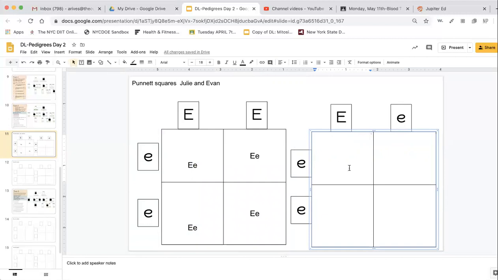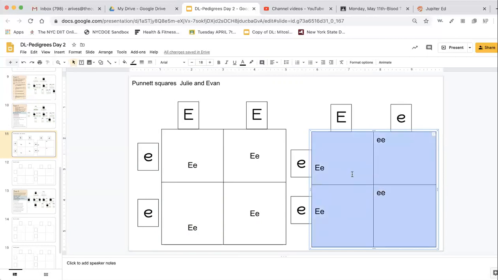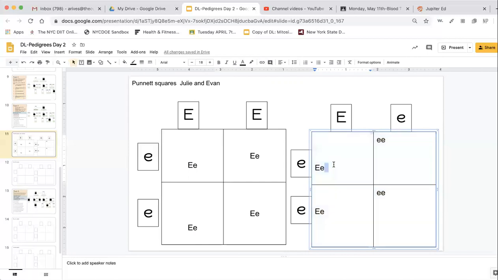Let's try this over here. Remember, up and over. Up and over. Up and over. All right, this one they can. There's a 50% chance that they will have children with dry earwax and a 50% chance that they will have children with wet earwax. But you'll notice in both of these, it is impossible for them to have children with a capital E, that homozygous dominant genotype.